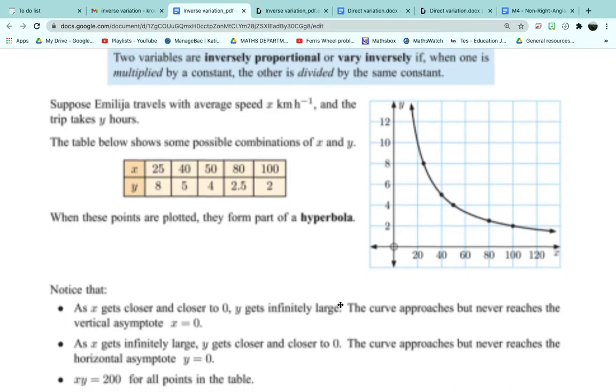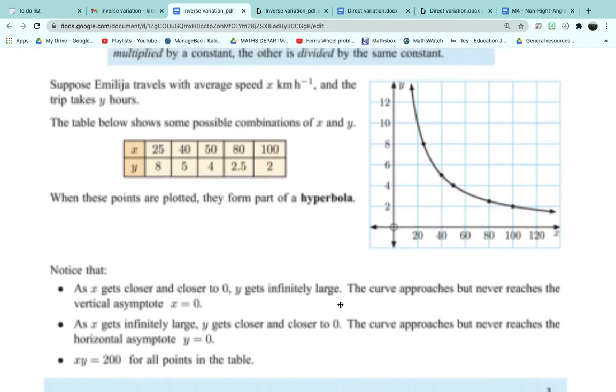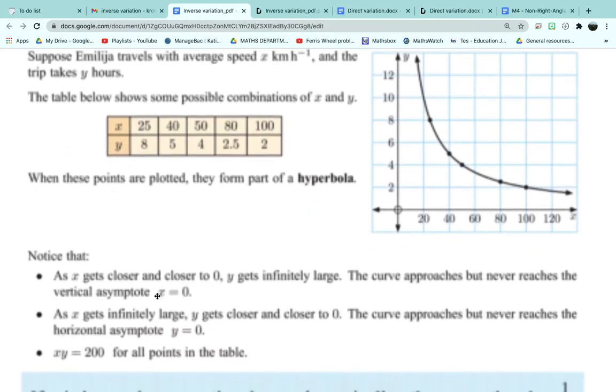Now, when we have inverse variation, these are the points that are important. As x gets closer and closer to 0, y gets really big. You have this kind of pattern here. As x gets really big, y gets really small. We call these asymptotes. An asymptote, remember, happens in exponential graphs. This line tends towards the asymptote, which is the axis, but it never actually touches. Similarly here, it tends towards its axis, but never touches.